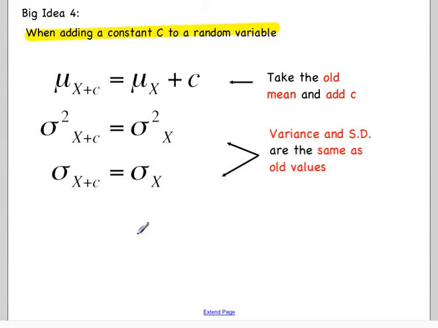And then this was the last idea. When you're adding or subtracting a constant, it will change the mean. You'll take the old mean and you'll add that constant on. But the standard deviation and the variance, those don't change. They stay the same.